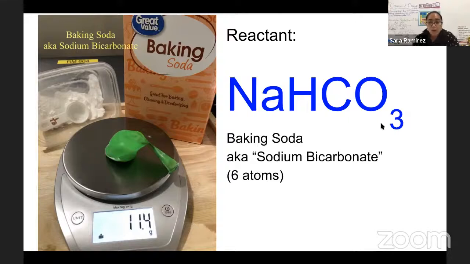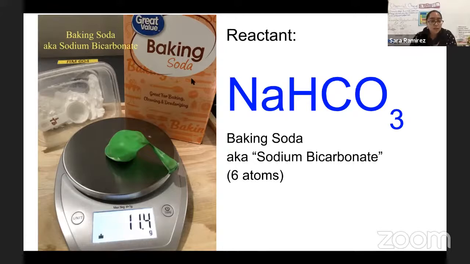So if we add up all of those atoms, there's 3, 4, 5, 6. So that tells us that baking soda has 6 atoms. Now this comes in handy because when we start balancing equations, the number of atoms in your products is also going to equal the same number of atoms in your reactant. So that's why it's important to understand how to count them.